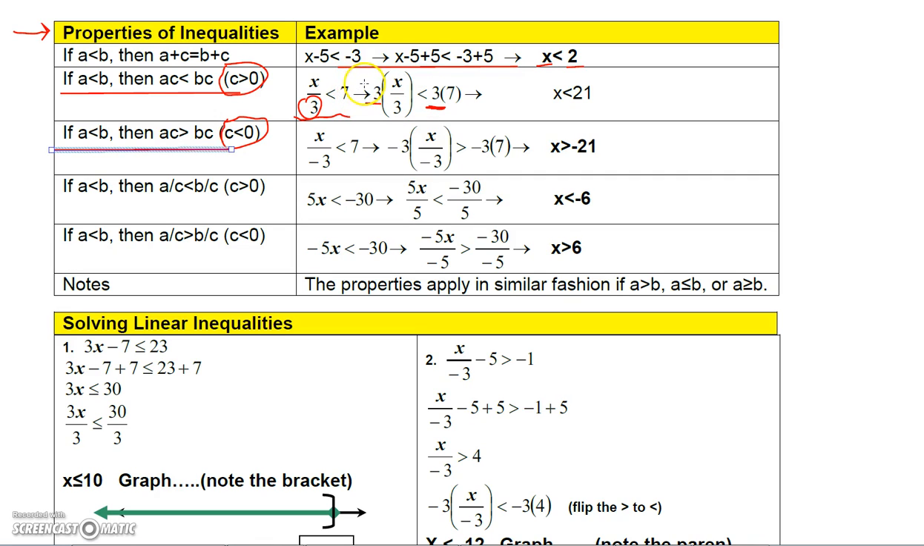So then when I multiply both sides by 3, the 3's cancel, because 3 over 3 is 1, and then 3 times 7 is 21, so I have x is less than 21. But if I were to have x over negative 3, then what I need to do is multiply the left-hand side by a negative number. I'd have to multiply by negative 3 to cancel it. And notice that when you multiply by negative 3, I'm going to flip the inequality over.